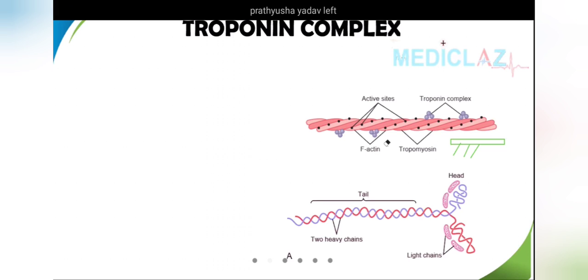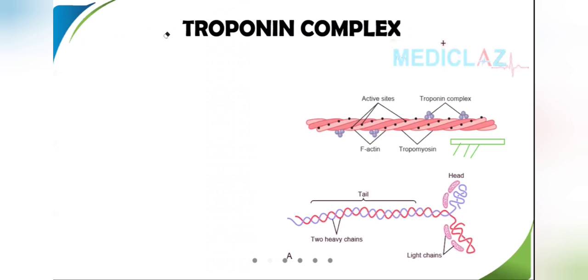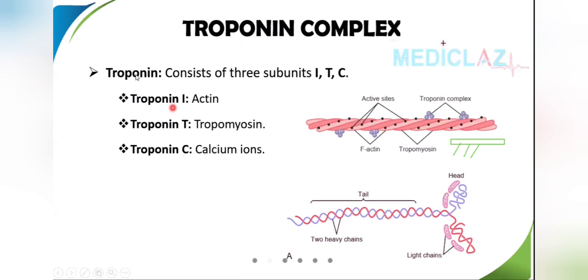Okay, fine. Now you see there are small round structures. These structures are called troponin or the troponin complex. That is what we are going to see now. The troponin consists of three subunits. You see there are three subunits. Again, why is this important? Each subunit has an important function.